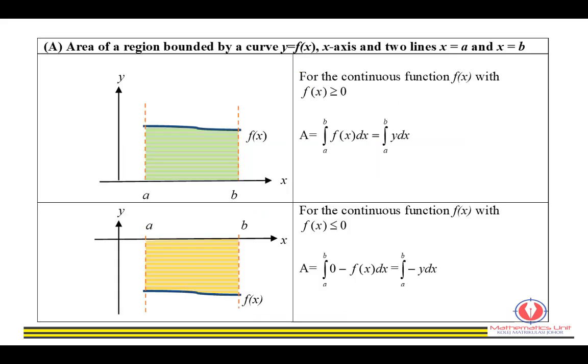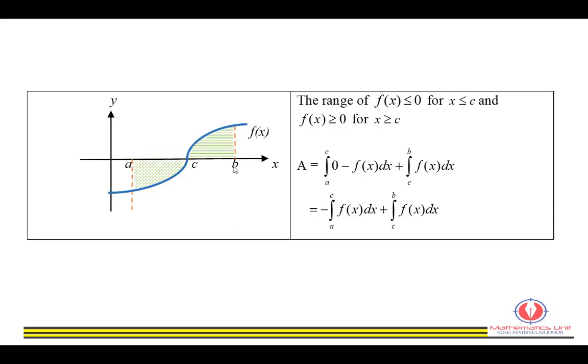For part A, we have three different patterns. The first one, as you can see, the graph is on top of the x-axis. The second one, the shaded region is under the x-axis, and the third case is you have both, one on the top and another one under the graph.